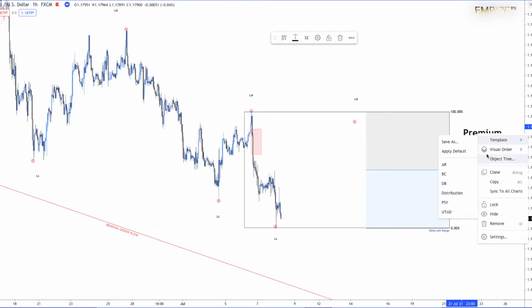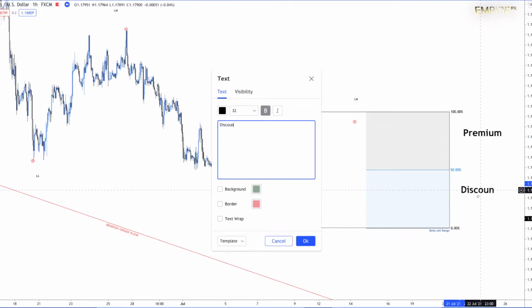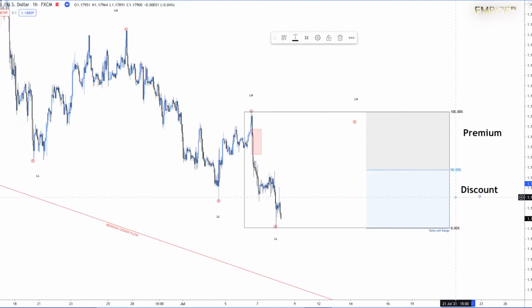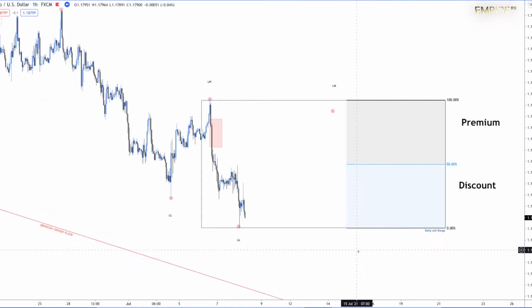And then we have discount down the bottom here. We don't want to sell here. We want to sell up top here. Okay. So we're on the hour chart. Let's go to the 15-minute chart.